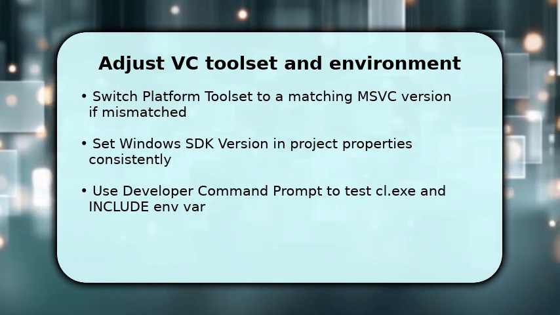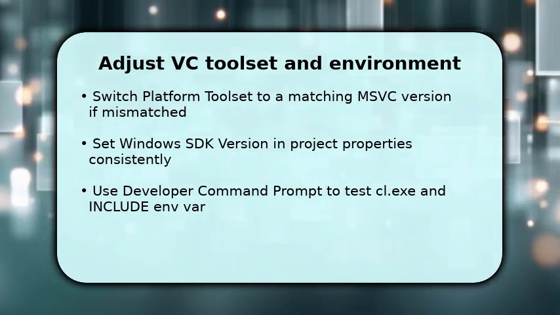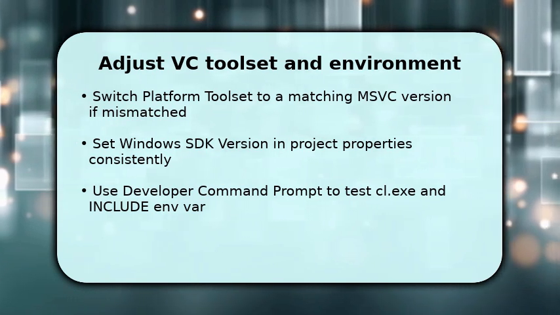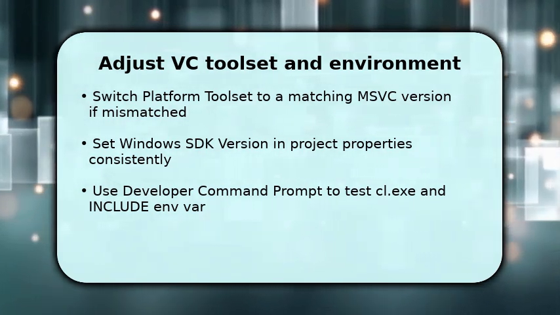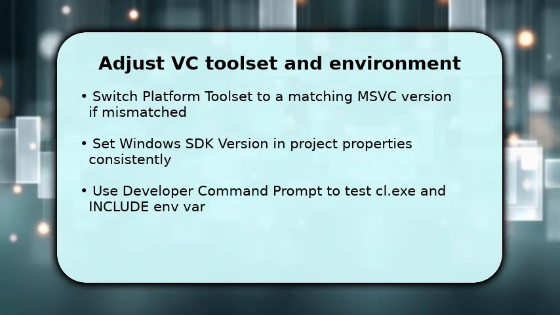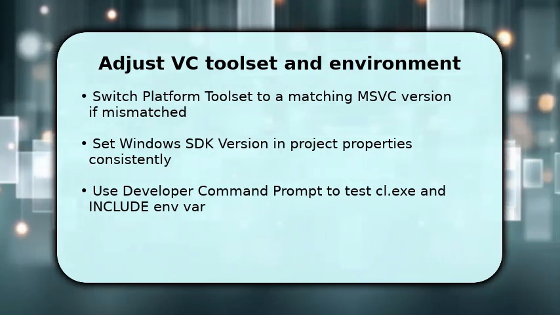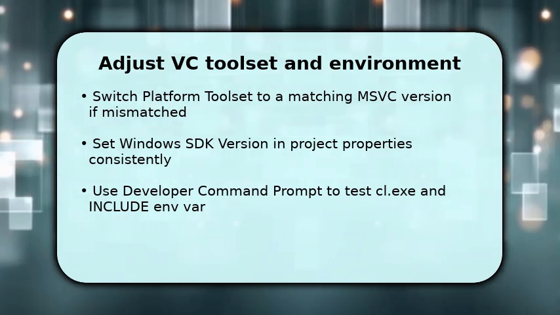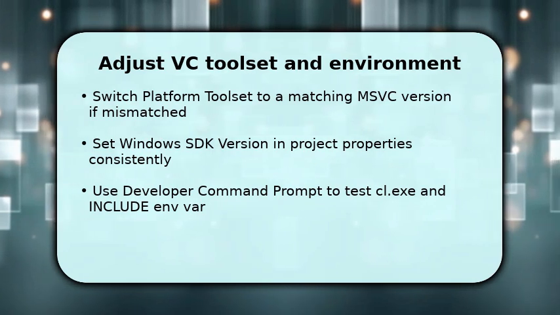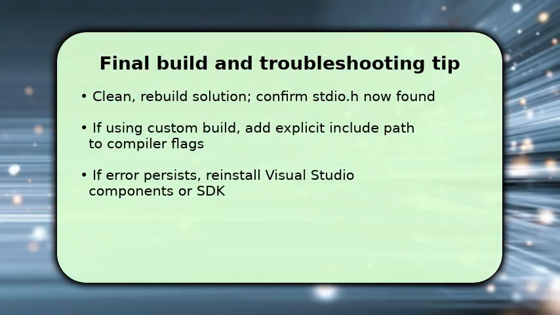Then open the developer command prompt for Visual Studio and run cl /Bdummy.c to check the INCLUDE environment variable. If INCLUDE lacks the MSVC include path, fix it in the Visual Studio installer or by regenerating project settings. Finally, perform a clean and rebuild to let Visual Studio apply corrected paths and pick up Stdio.h.